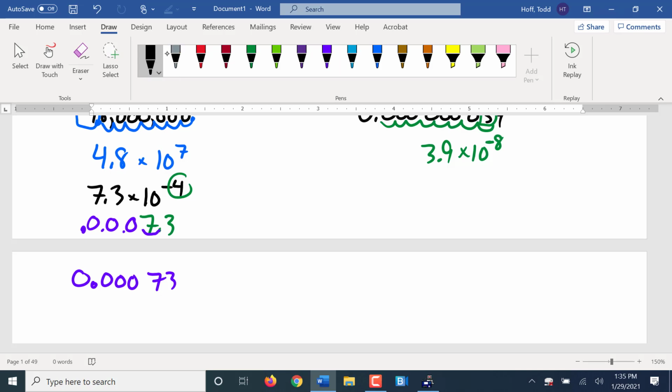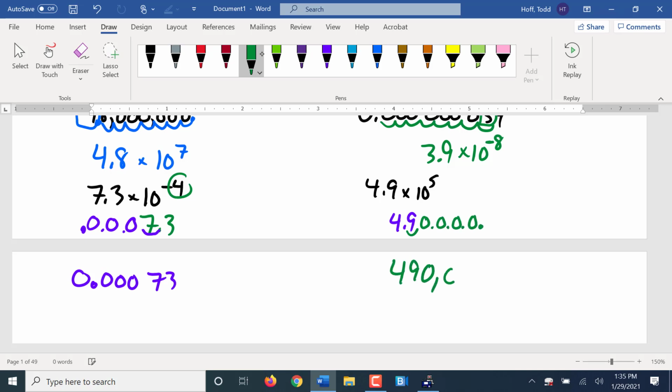Or we might have 4.9 times 10 to the 5th. We start out with the 4.9. The 10 to the 5th tells us the decimal has to move 5 spots to the right since it's positive. So we go 1, 2, 3, 4, 5. So 490,000.